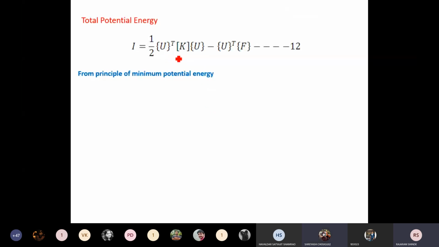Strain energy is because of the internal resistance, and work potential is because of the external applied force. Okay, and this is internal and this is external, that is, the direction of these two are different. That's why I have taken minus sign.